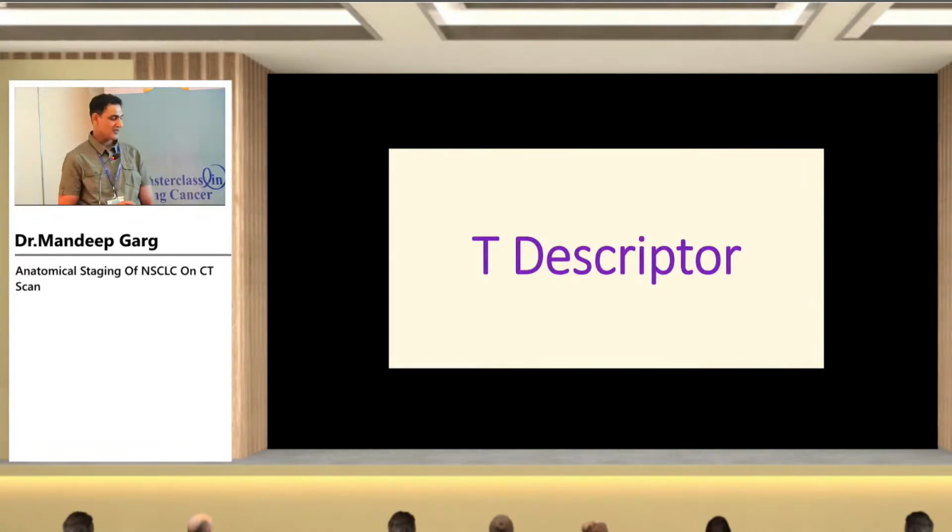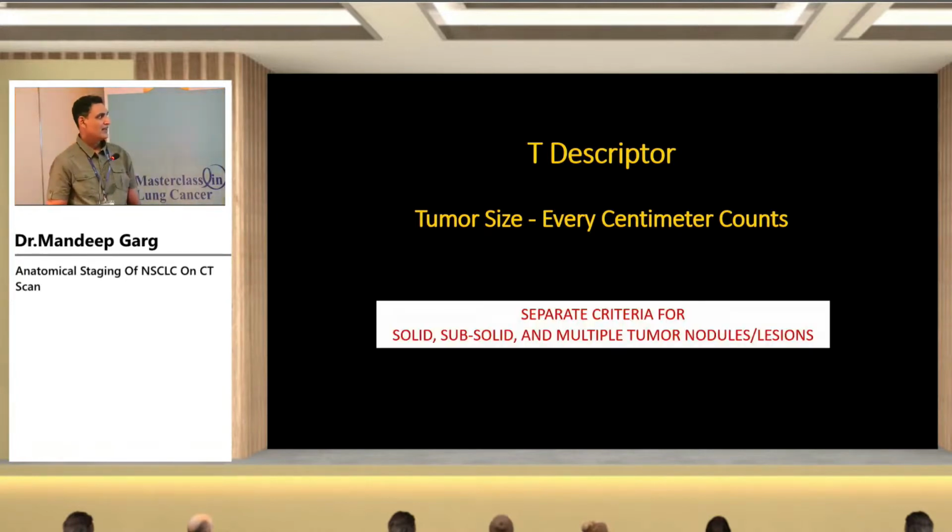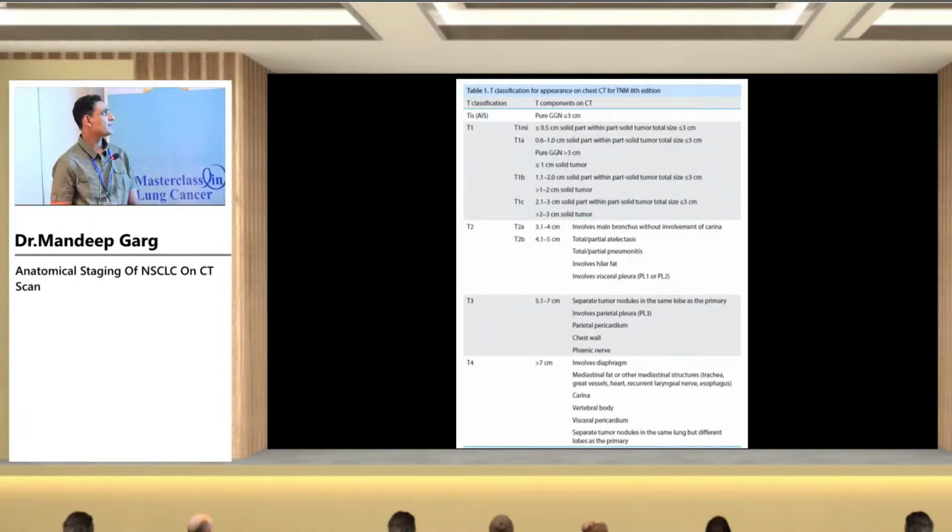So let's start with the T descriptor first. As they say, every centimeter counts. It depends upon the tumor size and extent of involvement. And remember that in the 8th edition, there are separate criteria for solid, subsolid, and multiple tumor nodules or lesions when we give the T descriptor. So this is the chart showing the T descriptor in various categories. I think all of you must be aware of it, and I need not go into the detail of each of these subcategories. Just remember that the T staging is given based on the size, which is measured in centimeters, which is the largest dimension measured on lung window, and the extent of involvement of the adjacent structures by the tumor.